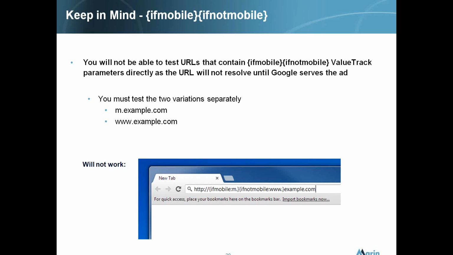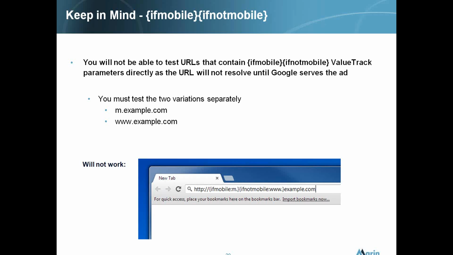Another thing to keep in mind when you're testing your URLs using these ValueTrack parameters: we've seen cases where we've gotten questions like, "I've tried to load this URL using the ValueTrack parameters, but it's not working, or it's being sent to a 404 page, or something is breaking along the process." It's important to remember that the entire string with the ValueTrack, if mobile, if not mobile parameter, can't be tested as is. The reason being that the URL isn't actually resolved until Google serves the ad.